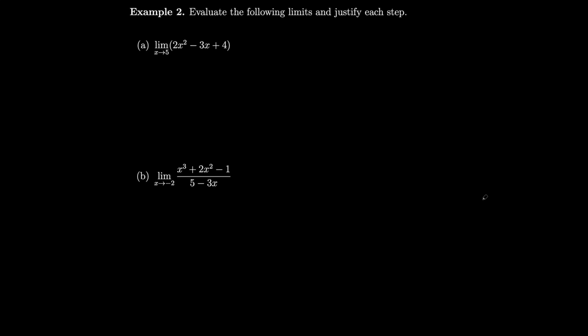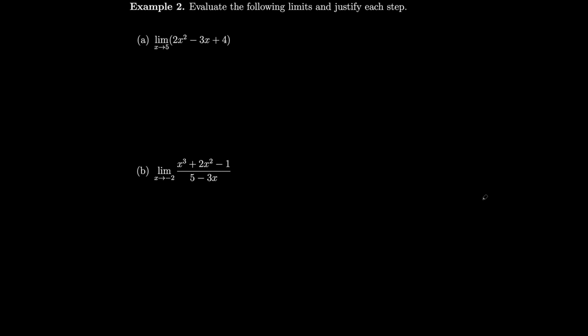Later on, when we're looking at epsilon delta proofs, we'll have enough tools in our arsenal to actually prove these laws, but for now we just have to take them for granted. Let's evaluate the following limits and justify each step. The limit of 2x squared minus 3x plus 4 as x approaches 5.